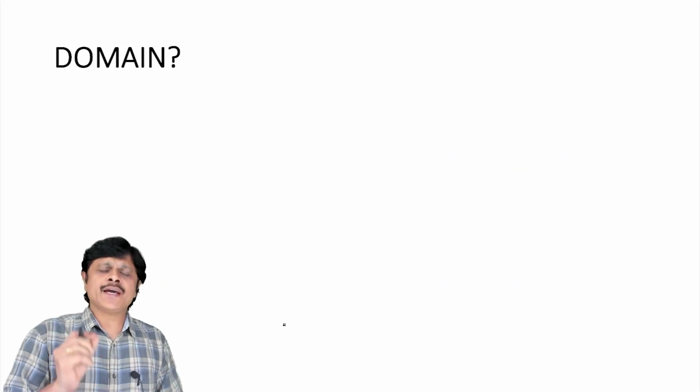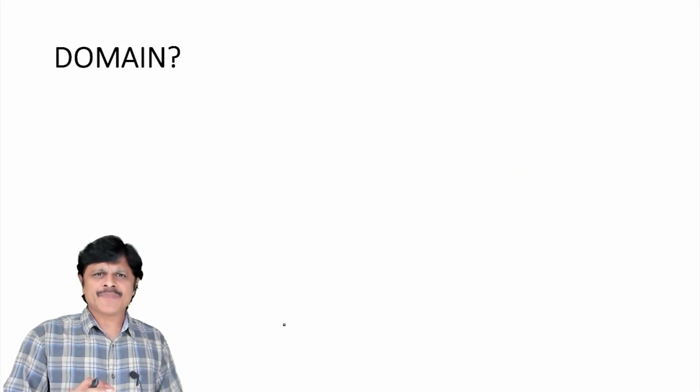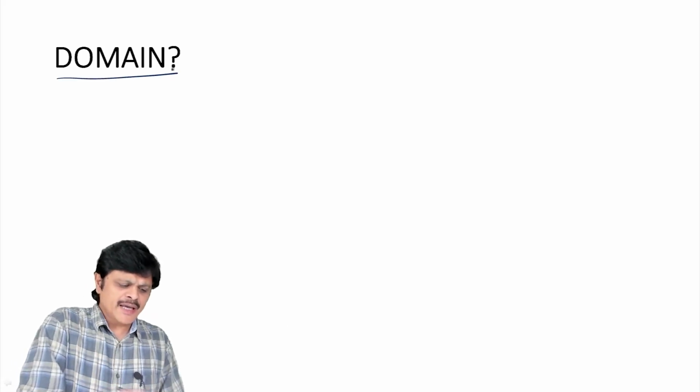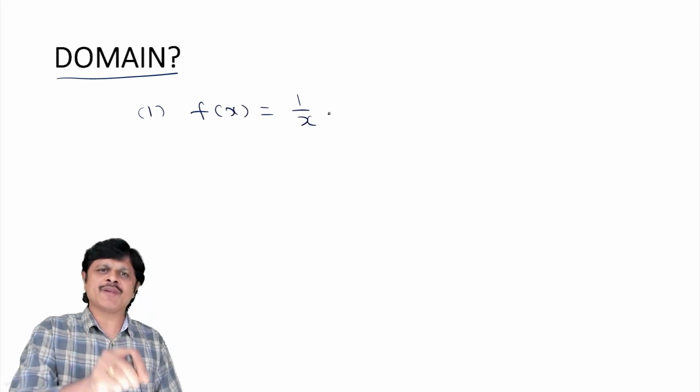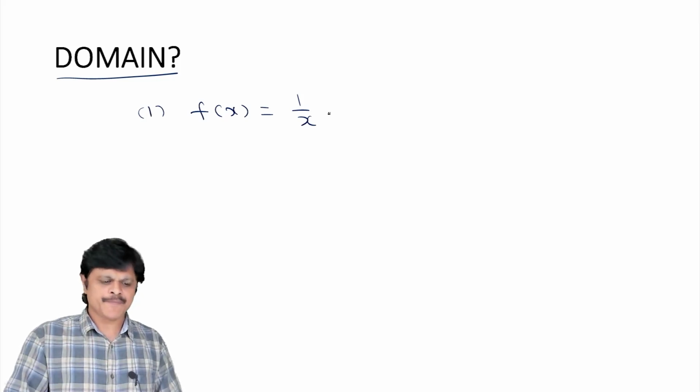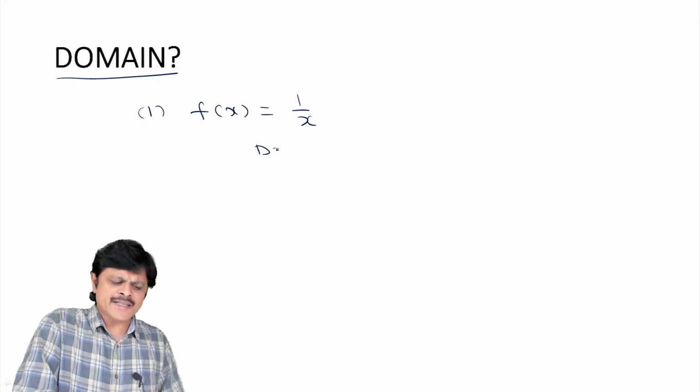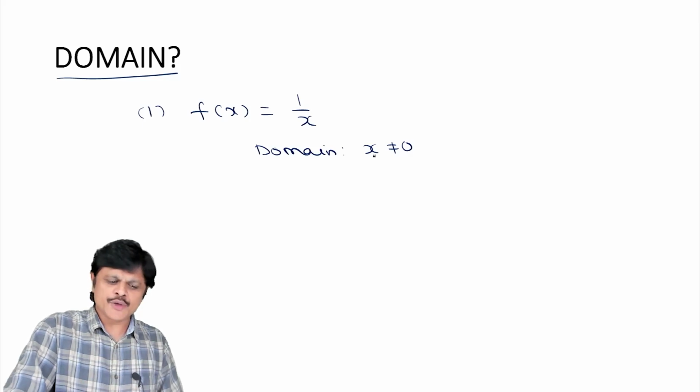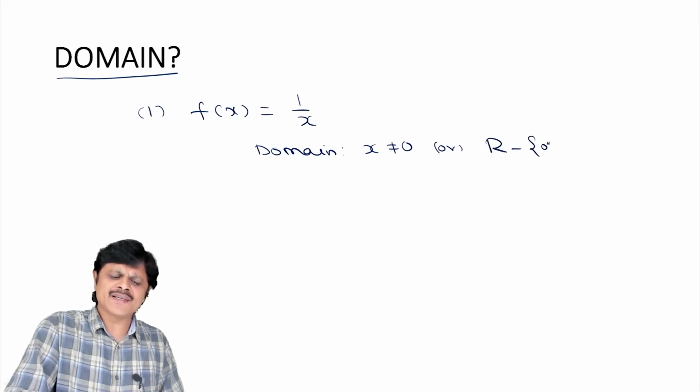See, once a domain and codomain are given and a rule is given, we can verify whether it is a function or not. But sometimes a rule will be given, like, f(x) is equal to 1 by x. And you need to identify for what values of x this rule will be a function. Obviously here, when x is not equal to 0, then it would be a function. So the domain is x not equal to 0, or in other words, real number system minus 0.